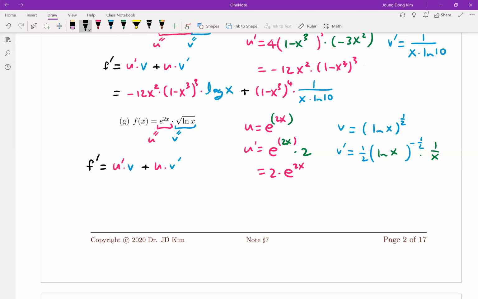So now we're ready. Let's plug in everything. U prime is here, 2 times e to the 2x, times v, which is ln(x) to the 1/2, or you can just write square root of ln(x), it doesn't matter. And since it's a product, it must be plus, then we need u and v prime: 1/2 ln(x) to the negative 1/2 times 1/x. If you'd like to write this term in fraction form, it doesn't matter. Anyway, this is the correct answer.